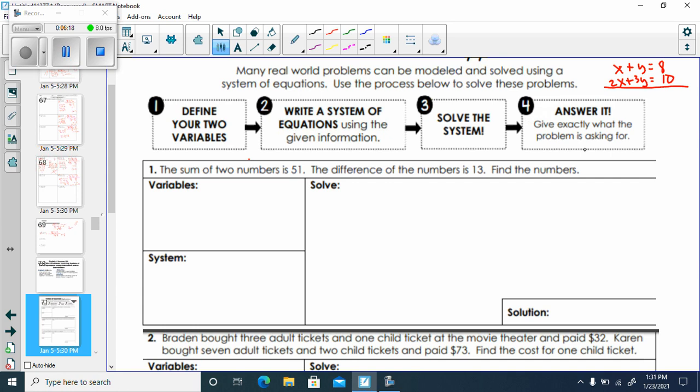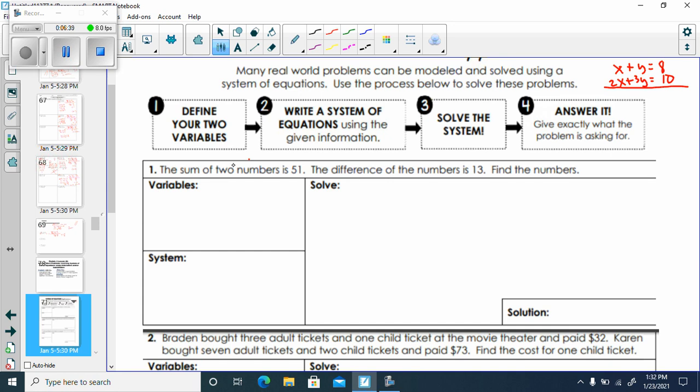And then you're going to read your question again and say, exactly what did the problem ask us for? When you figure out what the problem's asking you for, that's your solution. Okay? So let's start here. Let's read this and let's see what it's asking us for. First, we're looking for the two variables.